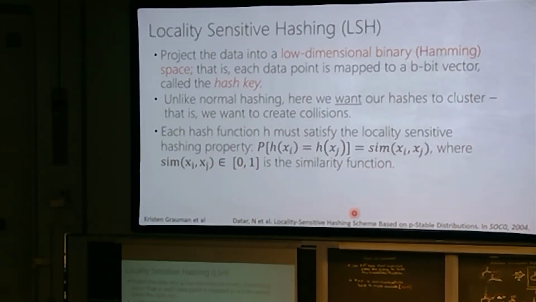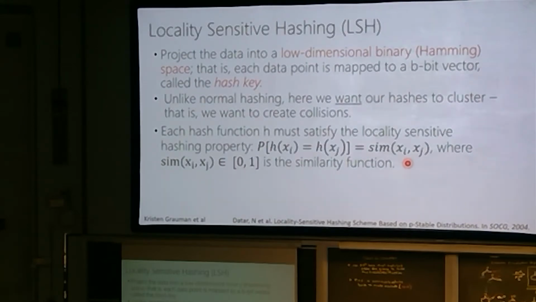I won't go into the details, but if you're interested, you can read here. There's this idea that you want there to be some theoretical guarantees that the probability that the hash function is the same is related to the similarity between them. And you can achieve this in different ways. And if you have that, now you use these hash codes to find the nearest neighbors.